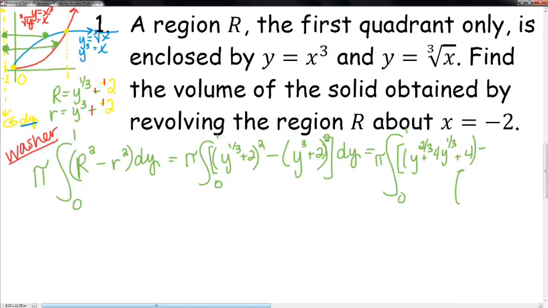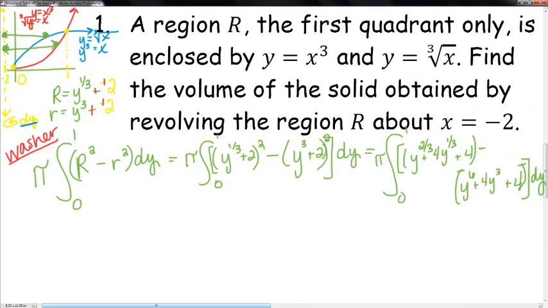I'm going to square my y to the 3rd, so that'll be y to the 3rd times y to the 3rd. That's y to the 6th. Square 2, which is 4. And then I multiply y to the 3rd times 2 is 2y to the 3rd, times 2 again is 4y to the 3rd. And this is all times dy.